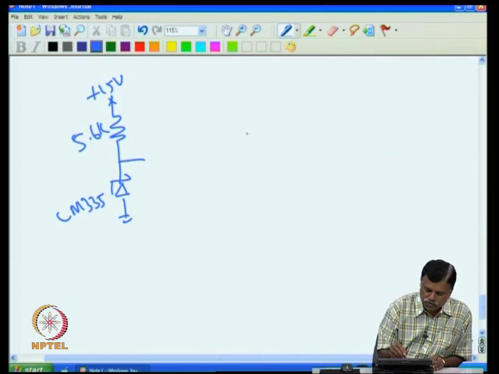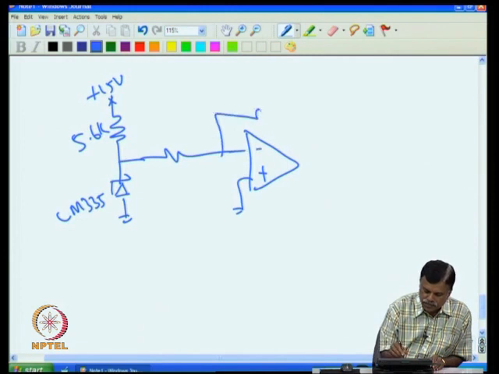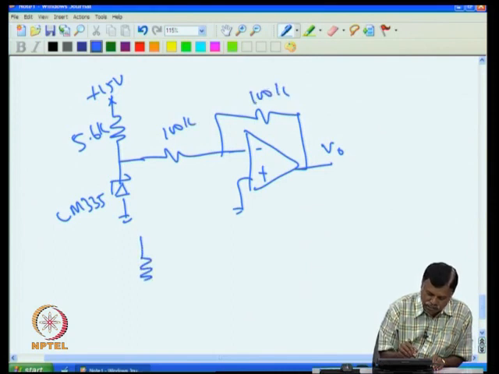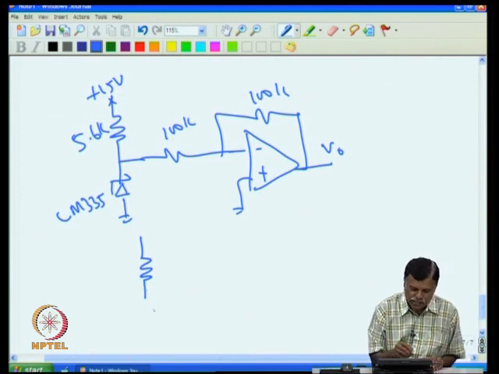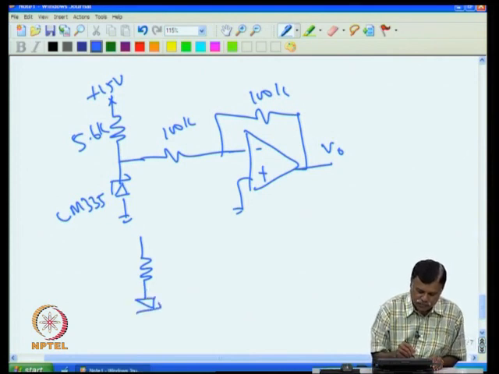Then I take the output, then I connect it to the operational amplifier, then I put 100 K here, then 100 K here, and that is the output. Now I put one more Zener diode. That Zener diode also has to be biased, and that has to be minus, because that depends on how we connect it. For example, I put minus 15 here.